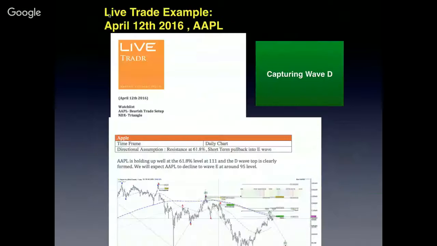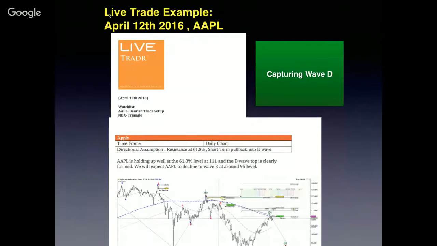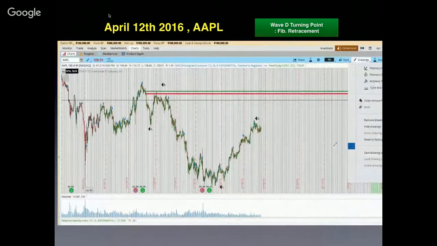Okay, so let's take an example on April 12th, 2016. We have a resistance at 61.8, forming wave D. So how do we capture from wave D to wave E? For the next few minutes, I will need you to pay attention to this video. The steps that you are supposed to deploy when it comes to a trade like this. April the 12th, Apple, how do we capture wave 4? How do we identify wave 4 turning point?